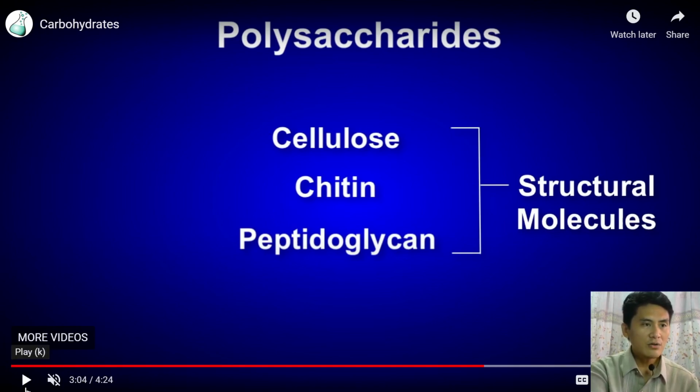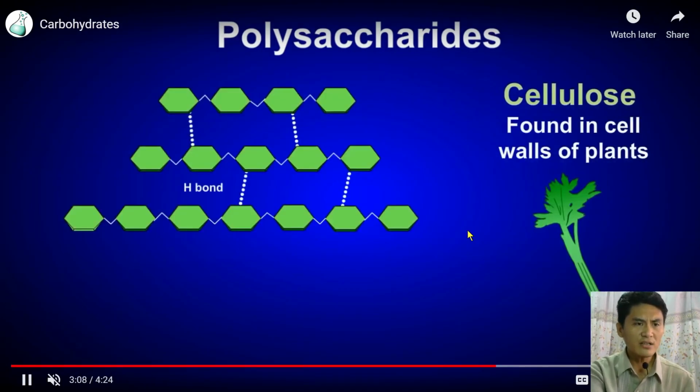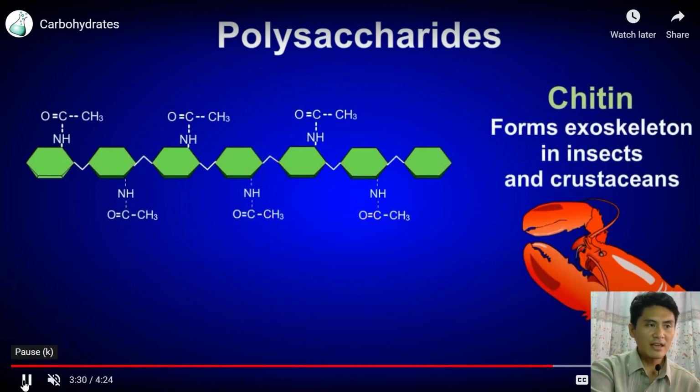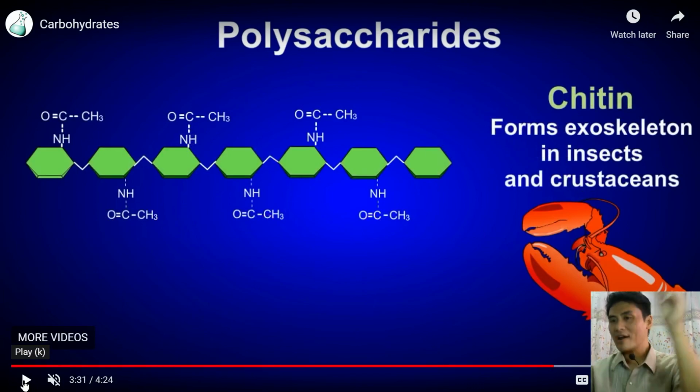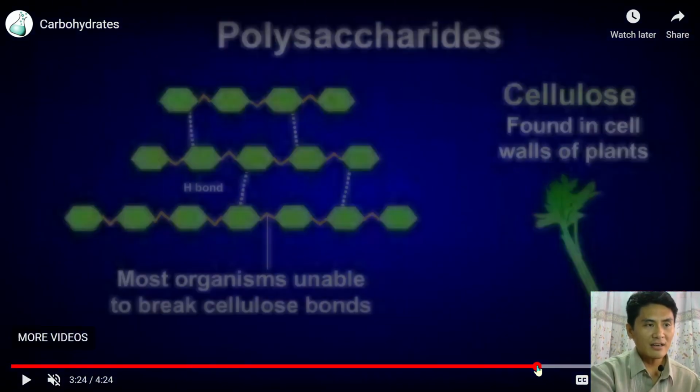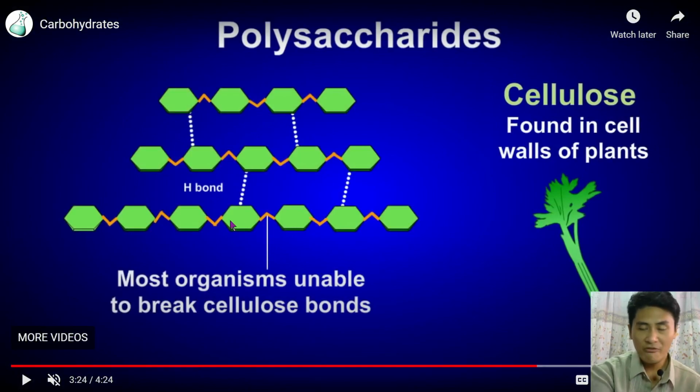So cellulose, chitin, and peptidoglycan. For example, cellulose is just glucose units, but these glucose units are layered, and it's not like it's just one layer and then one branch. This one is layered, and because it's layered, it is very hard to break compared to the ordinary amylopectin and amylose, right?